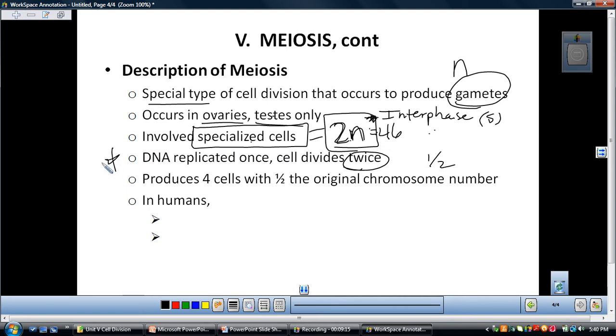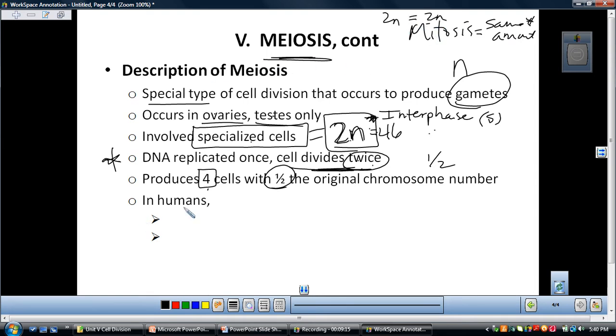You can see right here, we are going to divide the cell twice. We will end up with, if we're dividing twice, not two cells, we end up with four cells. And those four cells have half the amount of the original chromosome number. Much different than the process of mitosis. If we go through mitosis, we end up with the same amount of DNA, meaning I start off with a cell that's 2N, and I better end up with cells that are 2N.